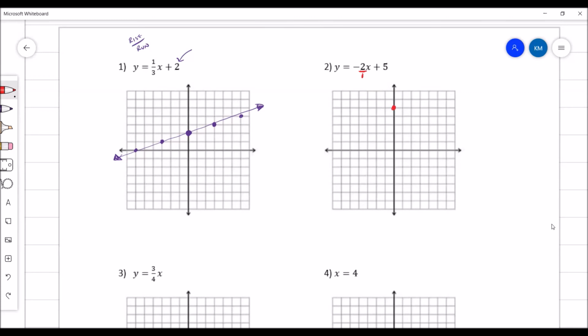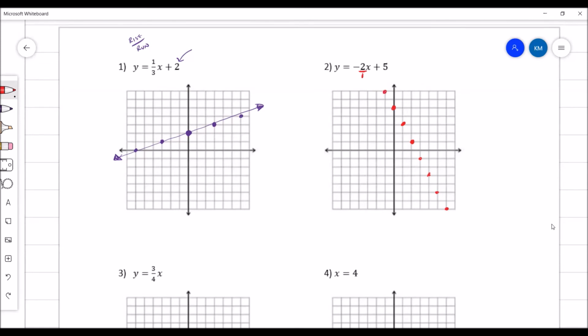And then I go down 2, to the right 1. Down 2, to the right 1. I can continue that pattern. Okay, and that should give me my line. Remember that negative slopes fall to the right, positive slopes rise to the right.